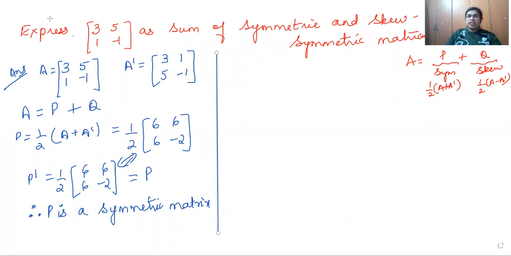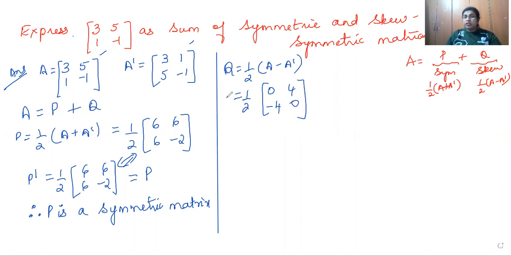Now let us take the skew symmetric. For skew symmetric, we will take Q. Who is Q? Half into A minus A dash. So that is equal to half into, you have A and A dash in front of you, subtract the two. A minus A dash, no? So 3 minus 3, you are getting 0. 5 minus 1, you are getting 4. 1 minus 5, you are getting minus 4. Minus 1 plus 1, you're getting 0. So this is Q.